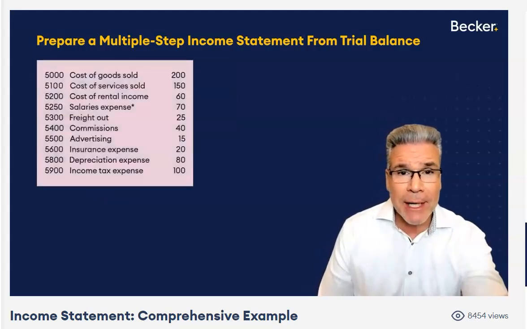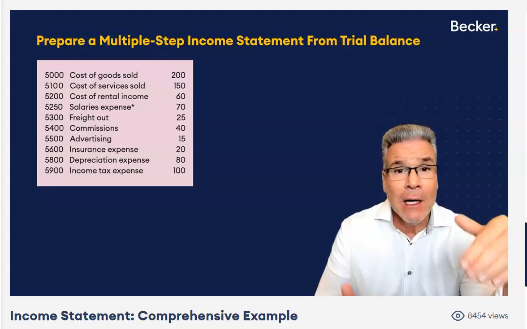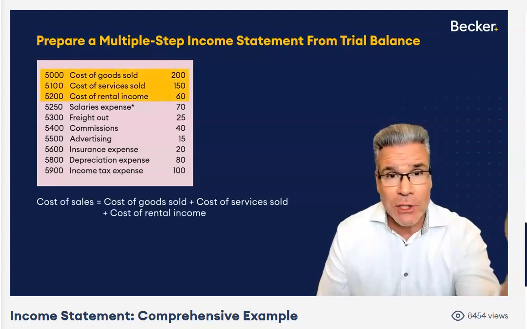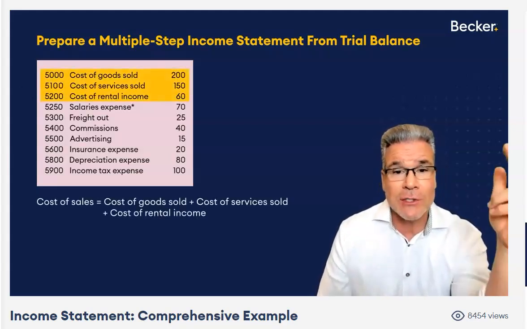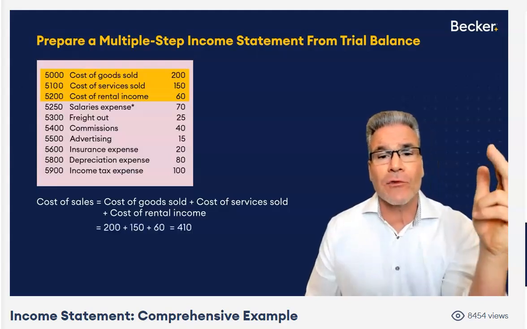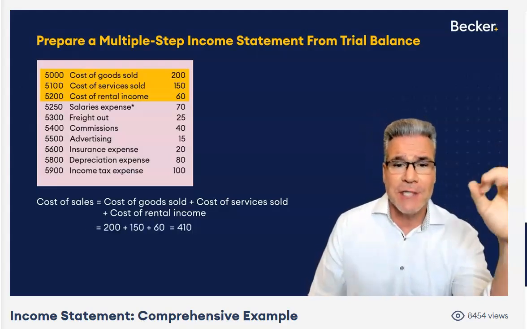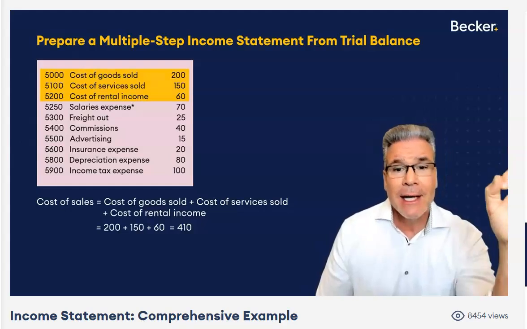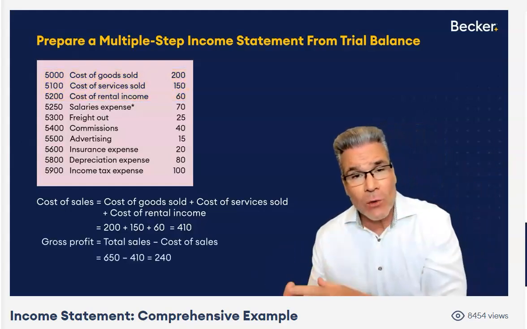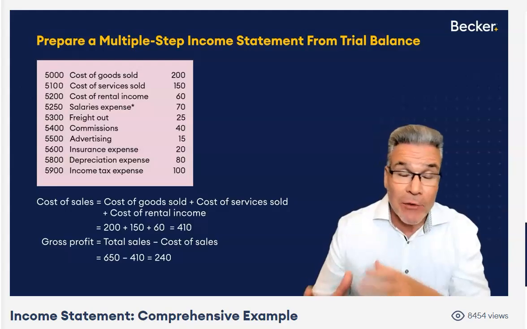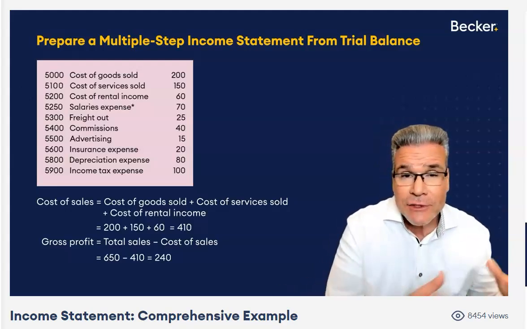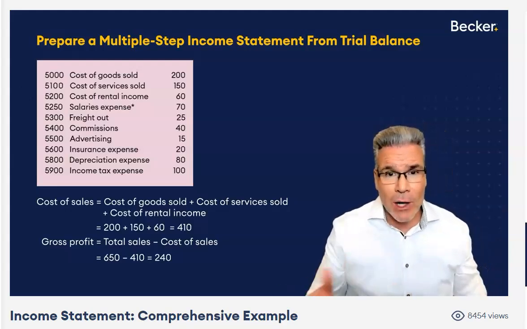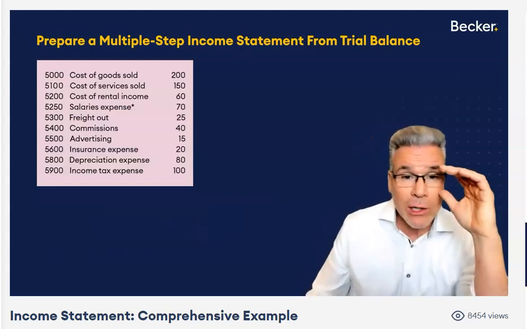Now, multiple step income statement, we're going to want to subtract from that cost of sales. So we're going to have cost of goods, cost of services, cost of rent. If you bracket those three off, the 200, 150, and the 60, that gets you 410. So when we take our 650 total sales, we're going to be able to come up with our first subtotal, subtracting the cost of sales, 410, to get to our gross profit. Okay, still working on the core business.